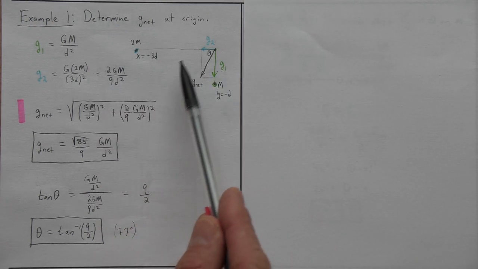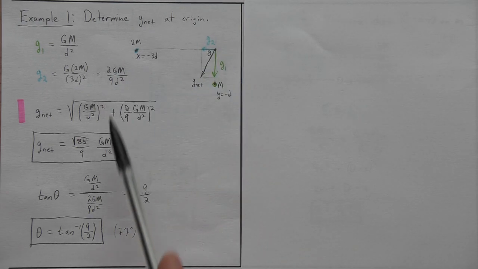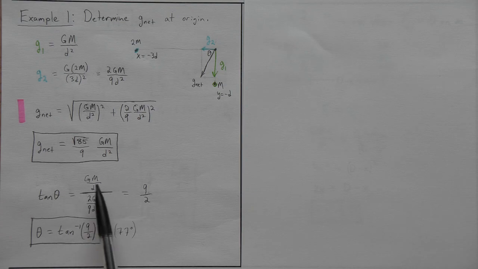So this is the adjacent. This here is that, which I put down here. This simplifies when you invert this and multiply to the top, you get 9/2. All the other variables go away. And then the angle is the inverse tan of 9 over 2.